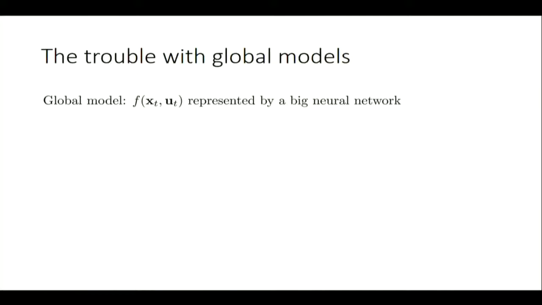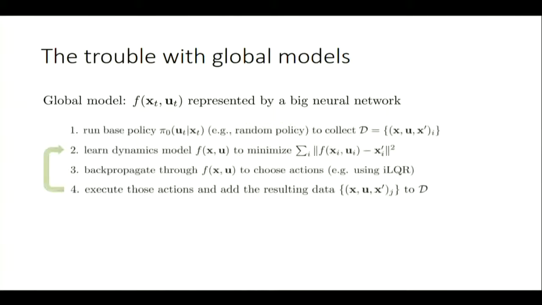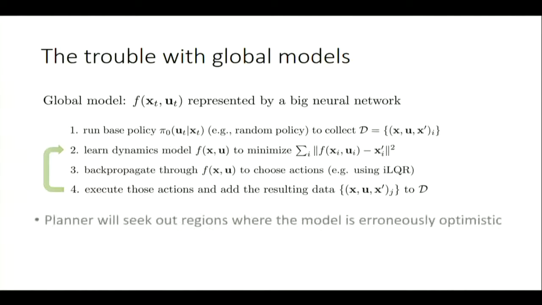Okay, so let's talk now about some of the problems with global models. When I say global model, what I mean is you want to fit some function f of x comma u, and you want that function to be correct everywhere, so that when you backpropagate through it, when you plan through it, you get good plans regardless of where you might be in the state space. So that's a global model. And that's basically what we've used so far in all of the model-based RL methods that we've described.